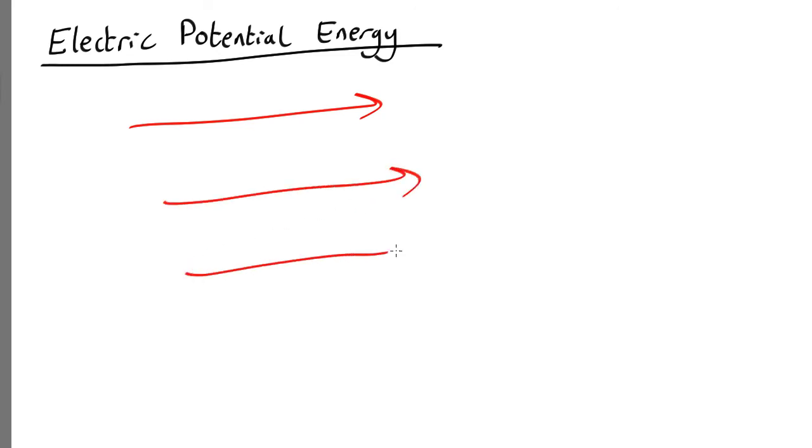Let's imagine we have an electric field and we have a particle, so let's say it's positively charged, and we let go of it here. The electric field is going to push it sideways, going faster and faster and faster, so it'll accelerate off at high speed, which means that it is gaining kinetic energy.